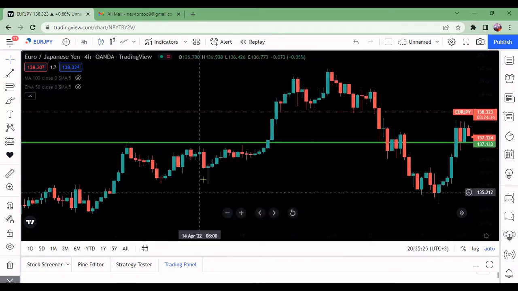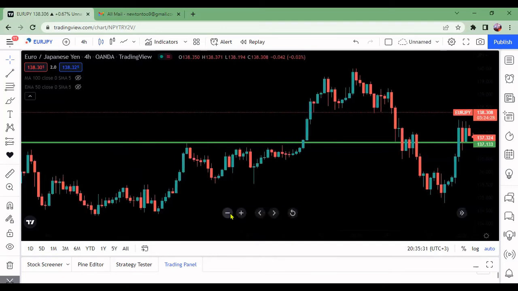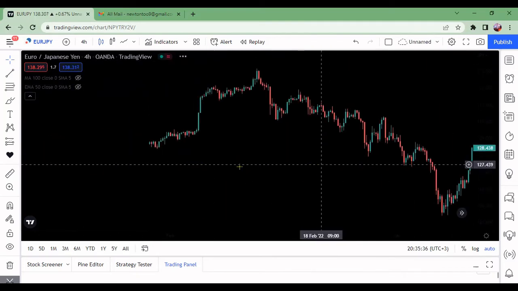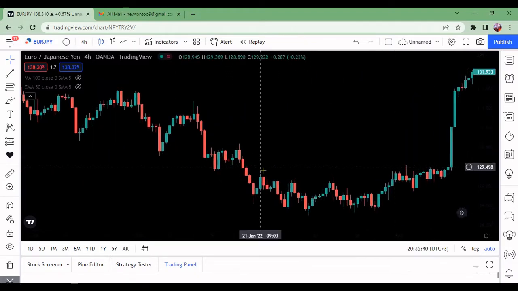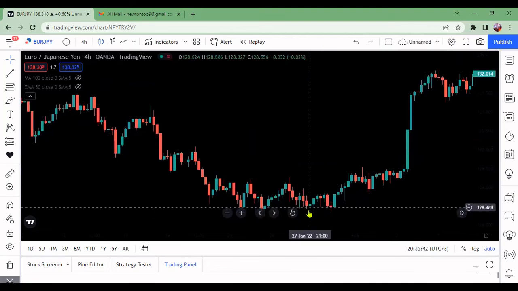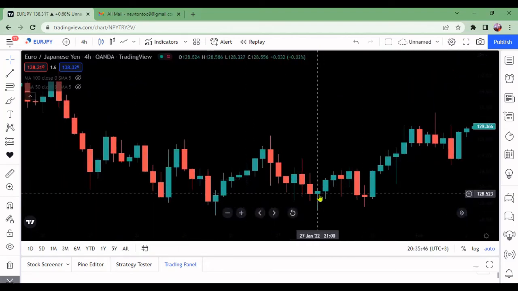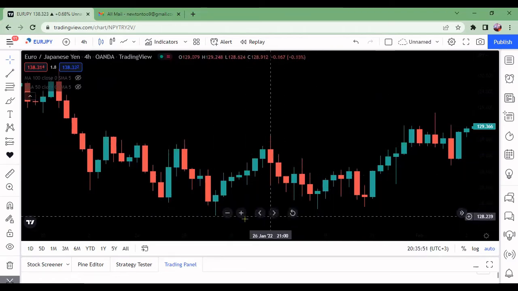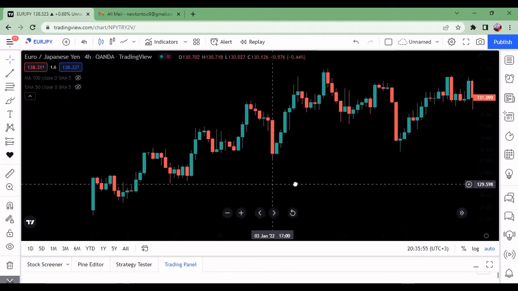You can see another one here, and actually the market went up. So this hammer, you'll spot it mostly on a support. You can see here we have got one, then we have got two here. Then the market actually went up. Let me spot another one.